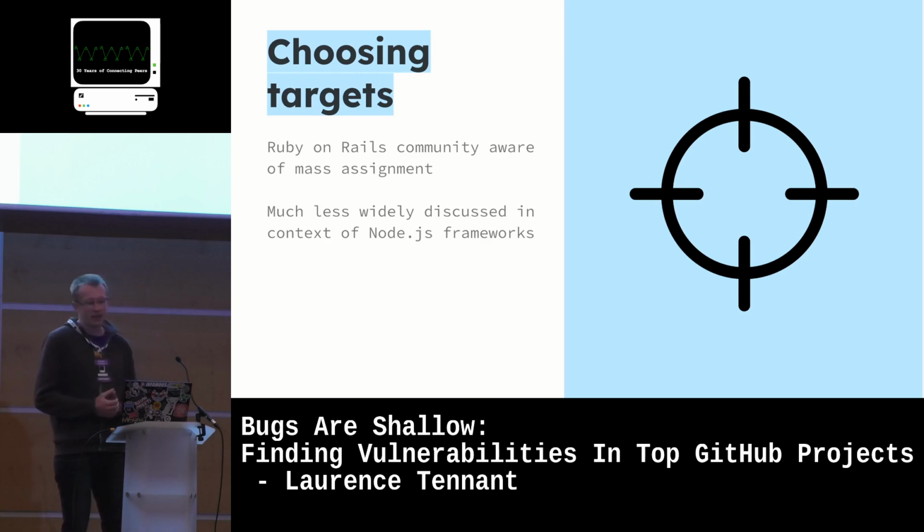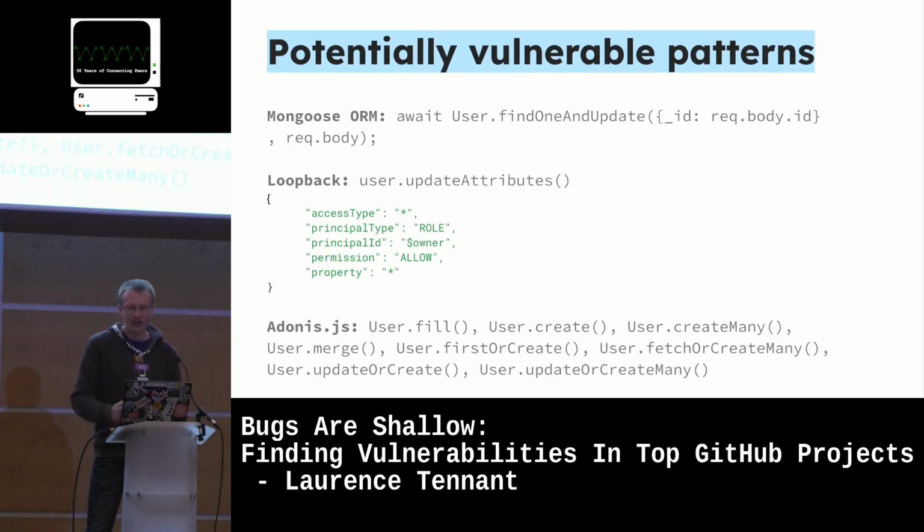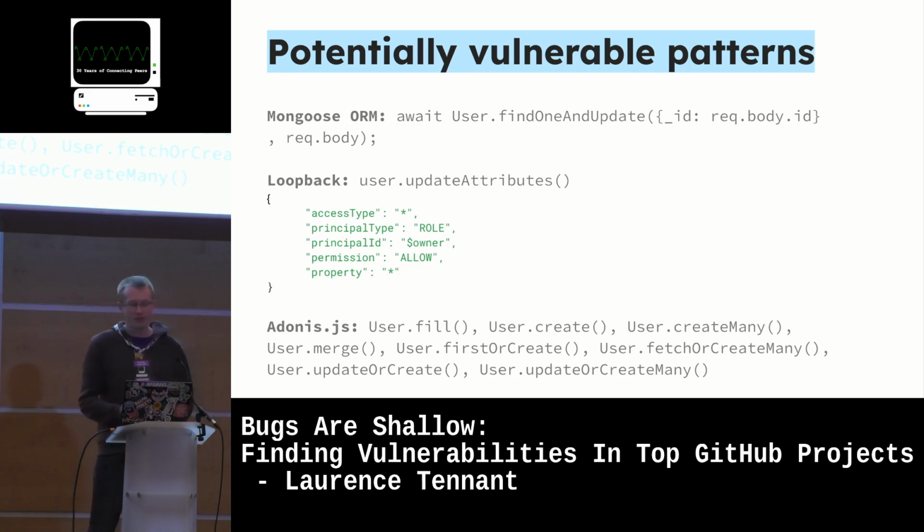However, it's much less widely discussed in Node.js. So again, I thought, in terms of making the most value out of this research, using this mass assignment vulnerability against Node.js frameworks that are out there is very likely to result in some good findings. So my next step was to look at the different frameworks in Node.js, and there's about 1 billion of them, and find how they could possibly express these mass assignment vulnerabilities.